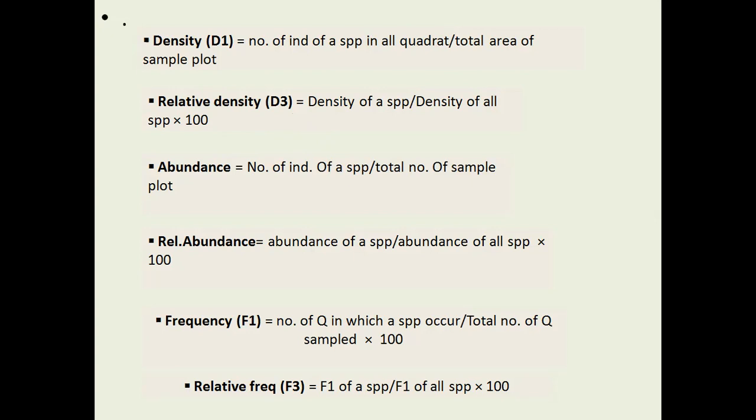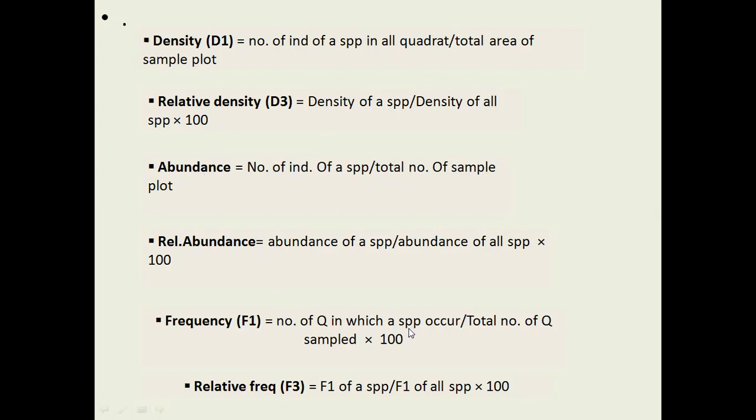Now the abundance. Abundance is the number of individuals of a species divided by the total number of sample plots. So the abundance is mostly the number of individuals present in an area. So it is the richness of the species, meaning how many of the species are present over there. Now the relative abundance. Relative abundance is equal to abundance of a species divided by abundance of all species multiplied by 100.